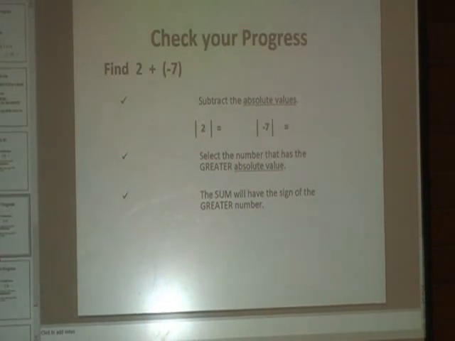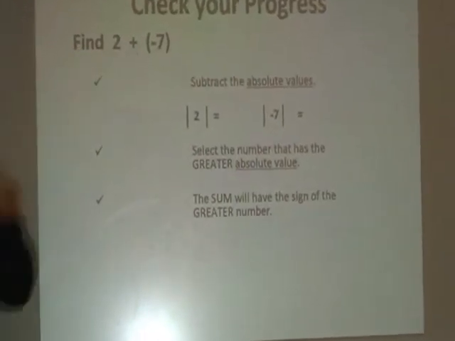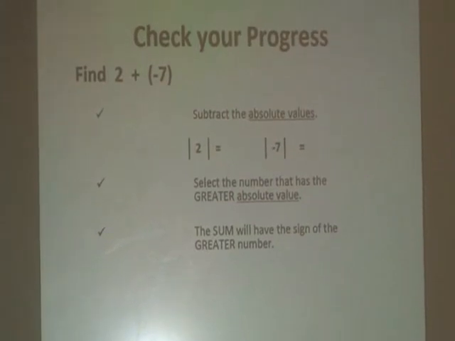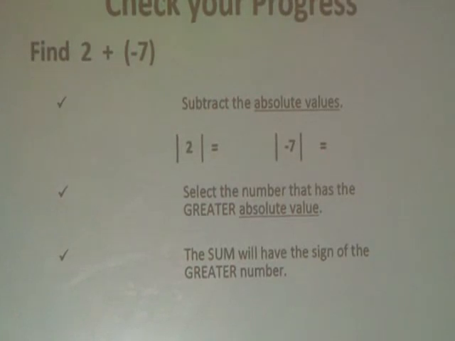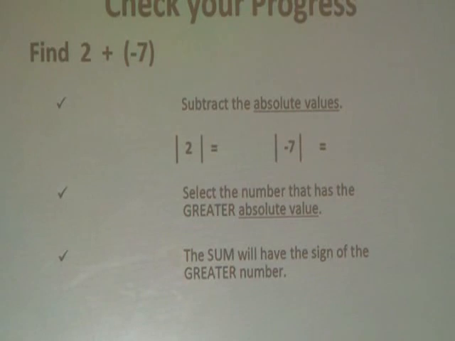Let's check your progress. Can you find 2 plus negative 7 using absolute value? Remember to subtract the absolute values first. You would have to find the absolute value of 2 and find the absolute value of negative 7.